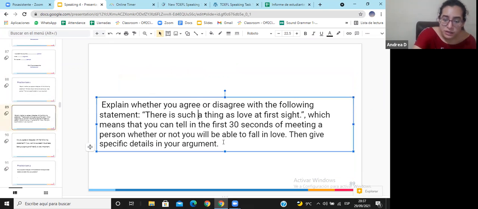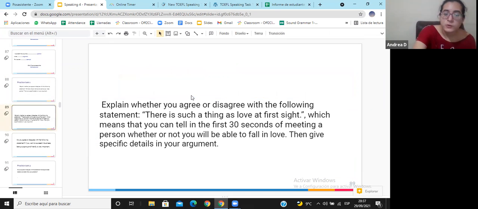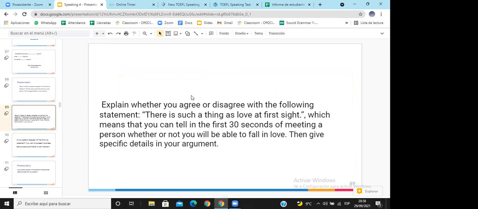This one here is a belong. It goes, explain, agree or disagree. There is such a thing as love at first sight, which means that you can tell in the first 30 seconds of meeting a person whether or not you will be able to fall in love. Okay? So 15 seconds.